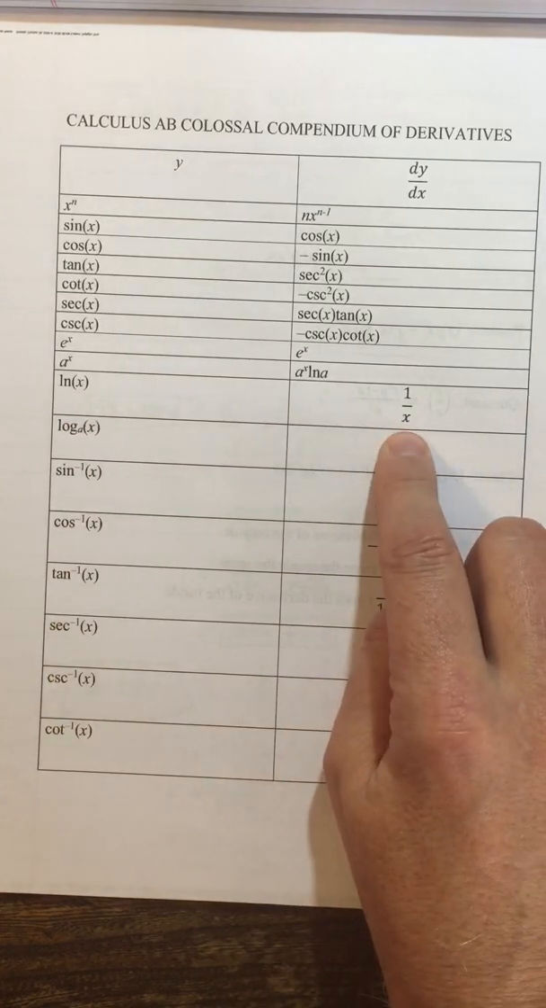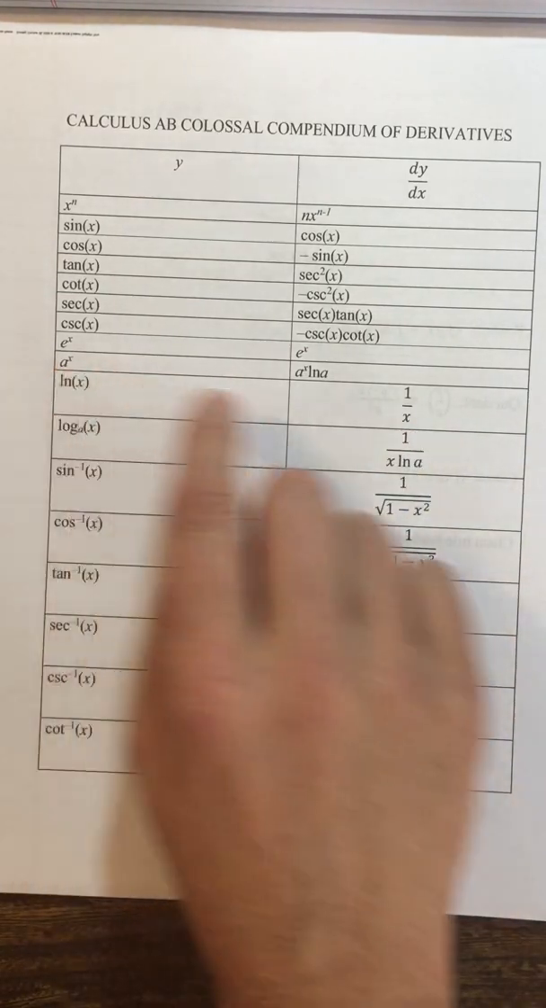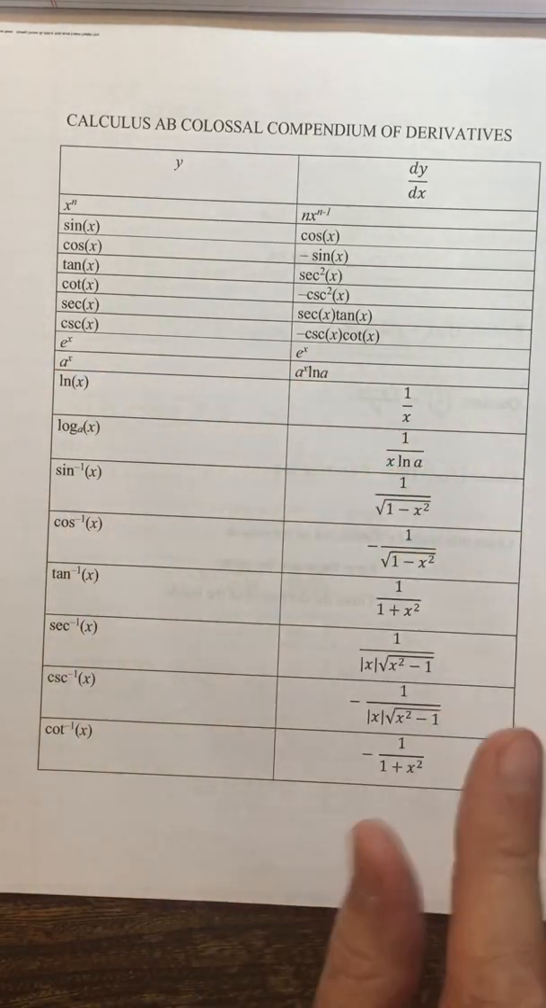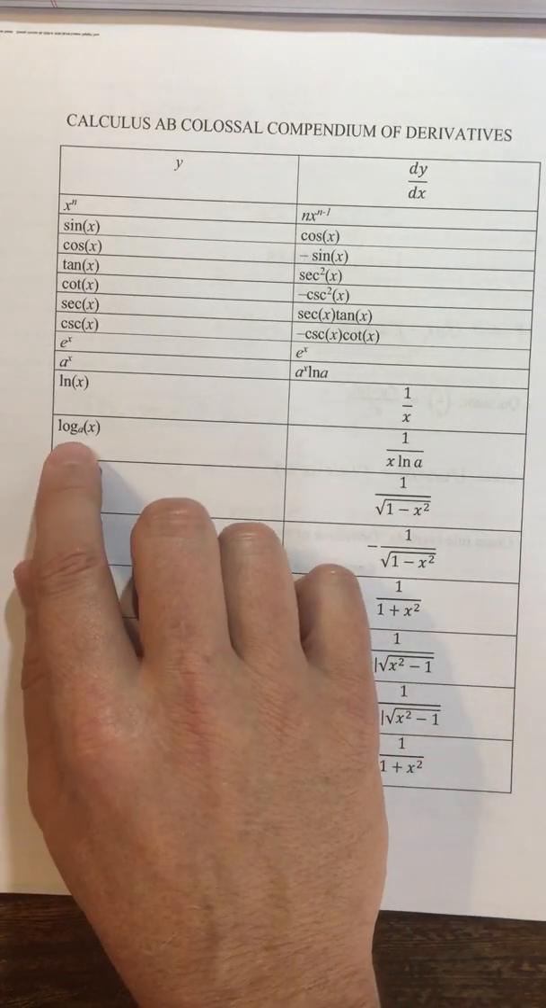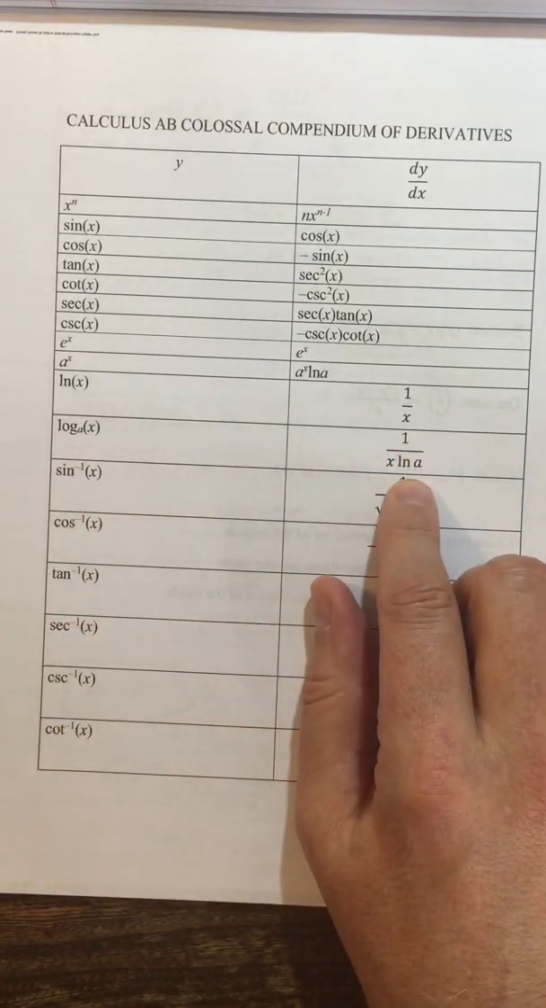Here's some other ones you already knew. e to the x, ln x is 1 over x. Here's some you didn't know. a to the x is a to the x ln a. I think we're going to do that next time. Log base a of x is 1 over x ln a.